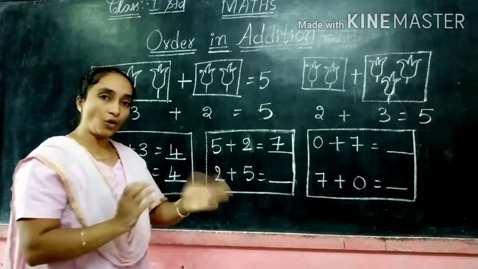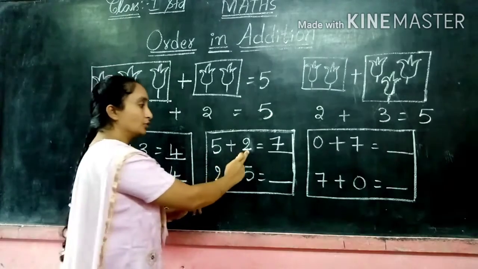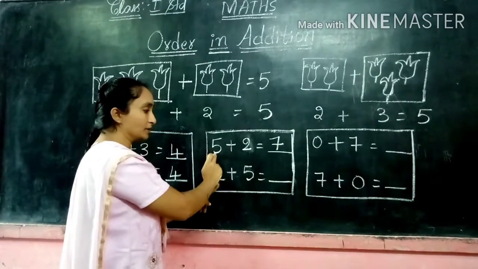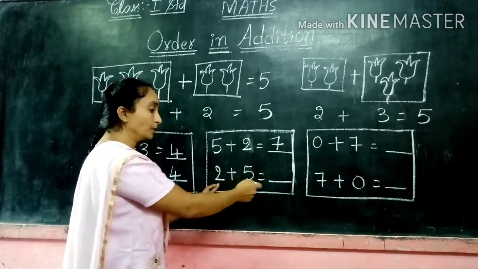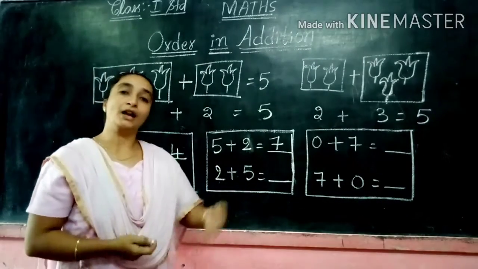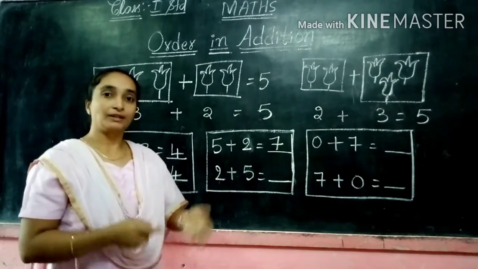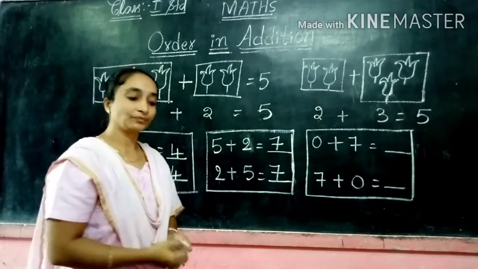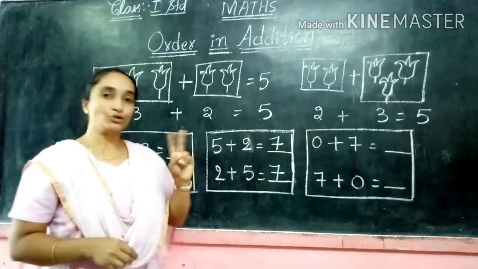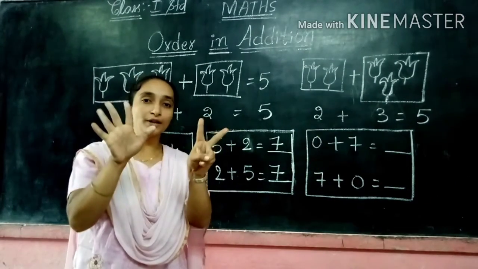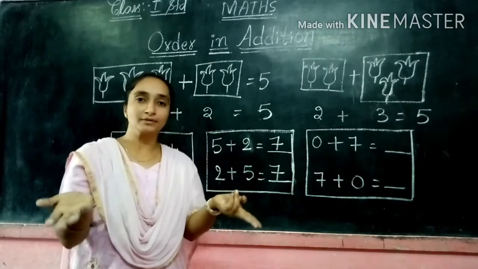Now I am changing the order here. The second number I have taken to first place and the first number I have taken to second place. So 2 plus 5 I wrote. So now how much will be the answer? Now also the same number. The answer will be the same, that means 7 only. How? Here we can see 2, here 5. So 2 plus 5, 5, 6, 7. The same.